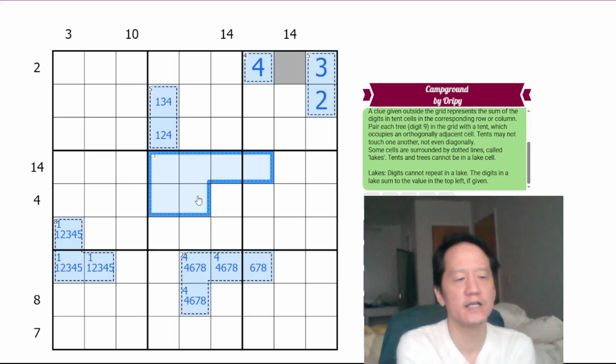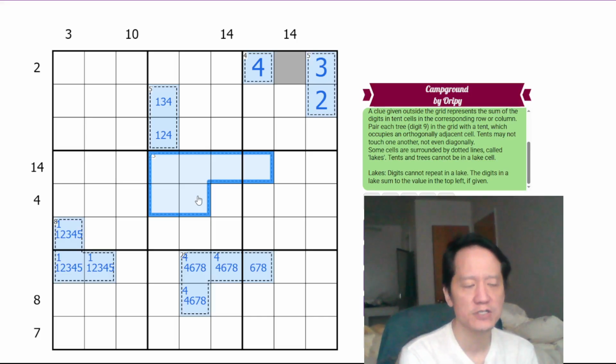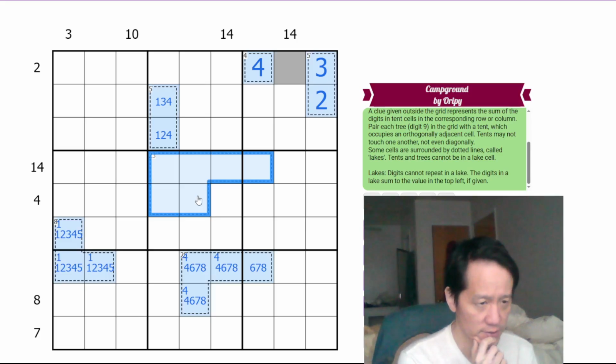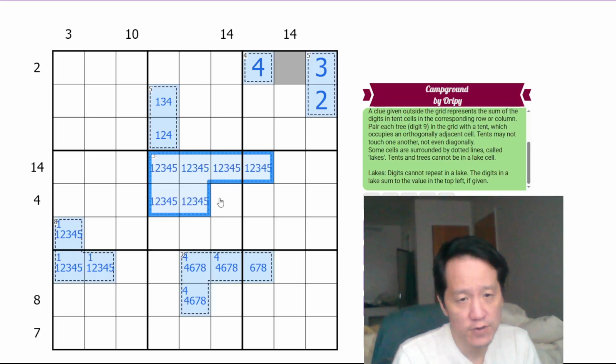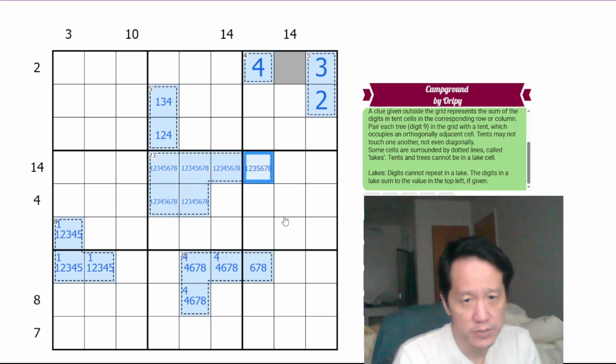This is 6 digits adding up to 23. The lowest 6 digits would be 21, right? 1, 2, 3, 4, 5, 6 adds up to 21. So this is specifically either 1, 2, 3, 4, 5, 8, which adds up to 23, or 1, 2, 3, 4, 6, 7, adding up to 23. So this is 1, 2, 3, 4, 5, 6, 7, 8 as possibilities.